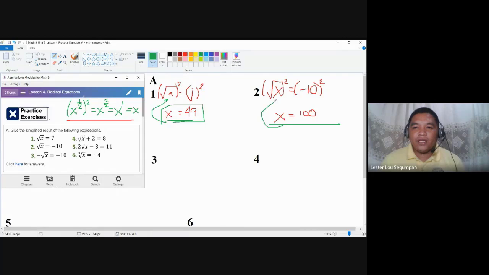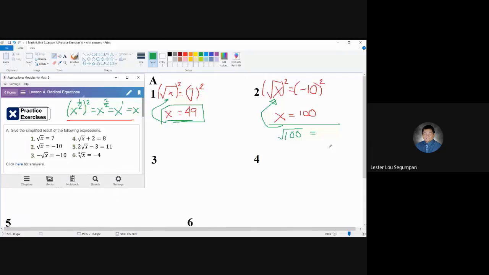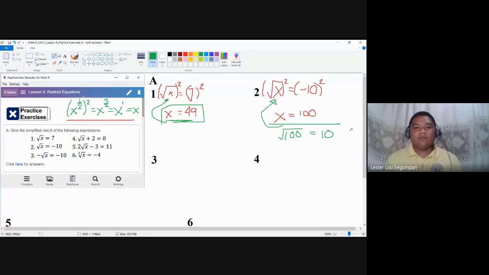Checking again, substitute in the given. So we will have here, x is 100, so the square root of 100 is 10. It's positive 10. It could be negative 10 if we have a negative sign outside. So square root of 100 is 10, and then we apply the negative, negative 10. But since there's no negative sign outside, the answer is 10. Is this similar to our given? No. Our given is negative 10.